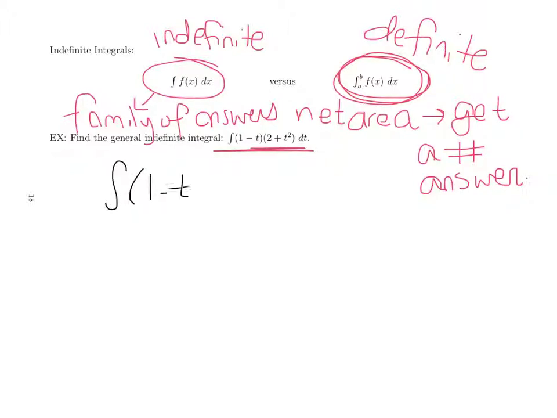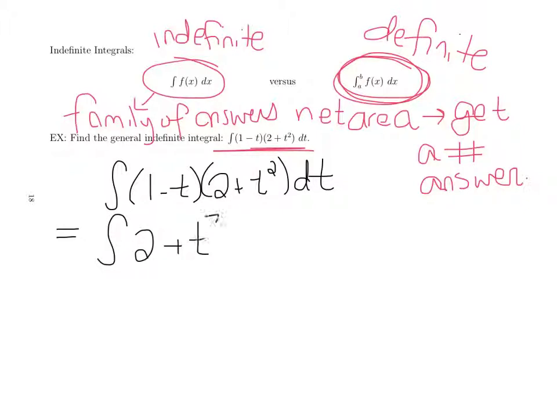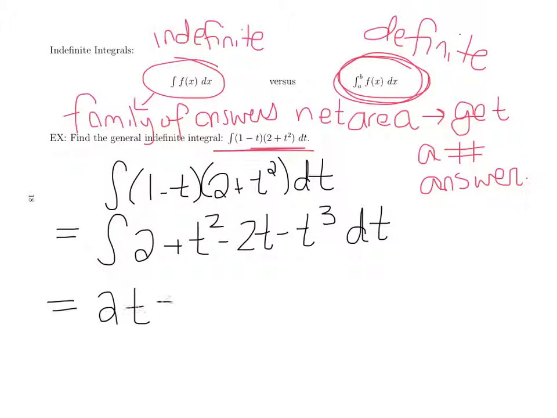So if we have this function 1 minus t times 2 plus t squared, again, we don't have a way to integrate multiplication. So we're going to need to distribute all of this stuff. So we're going to get plus a t squared minus a 2t minus t cubed. So now we have all that distributed. We're just going to take the antiderivative. That's what that symbol means. So 2t plus 1/3 t cubed minus 2t squared over 2, and then minus 1/4 t to the 4th.